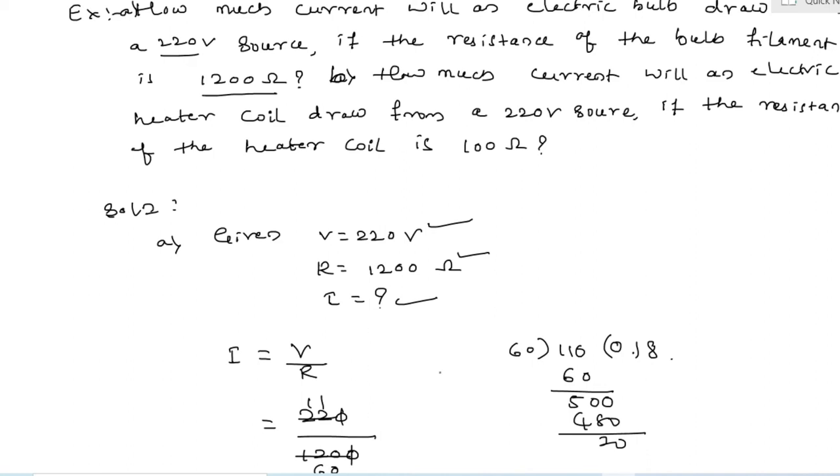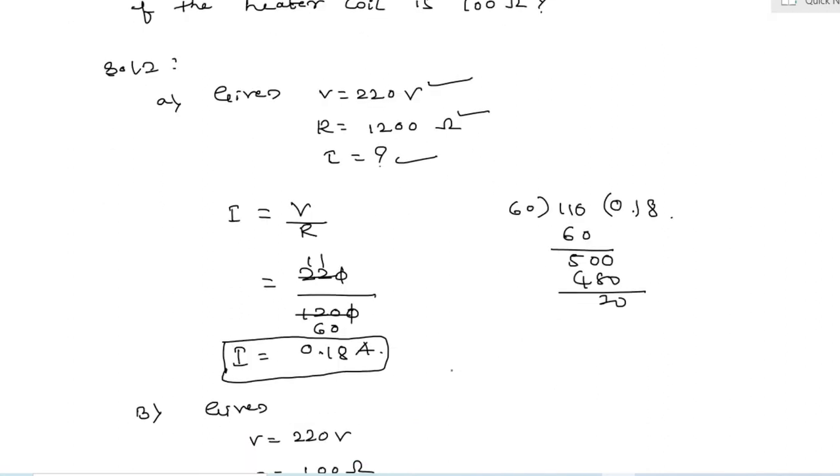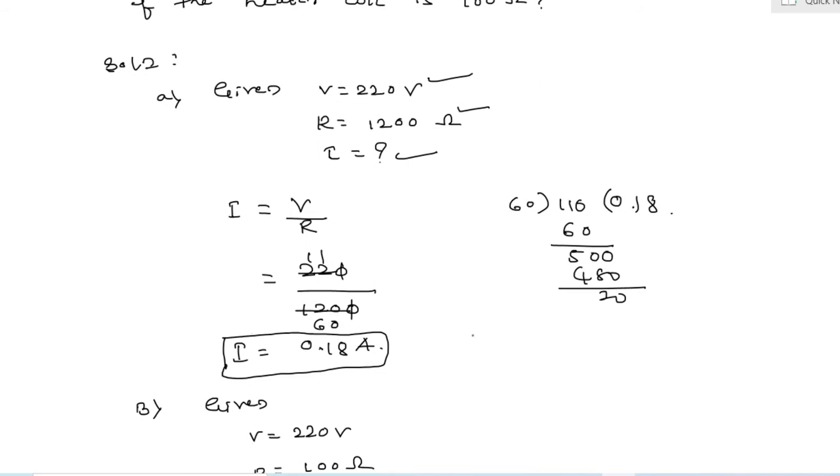Yes, V by R. Can use this to what? 220 volt divided by 1200 ohm. Finally, the answer is 0.18. Yes, 0.18. Yes, my dear students.